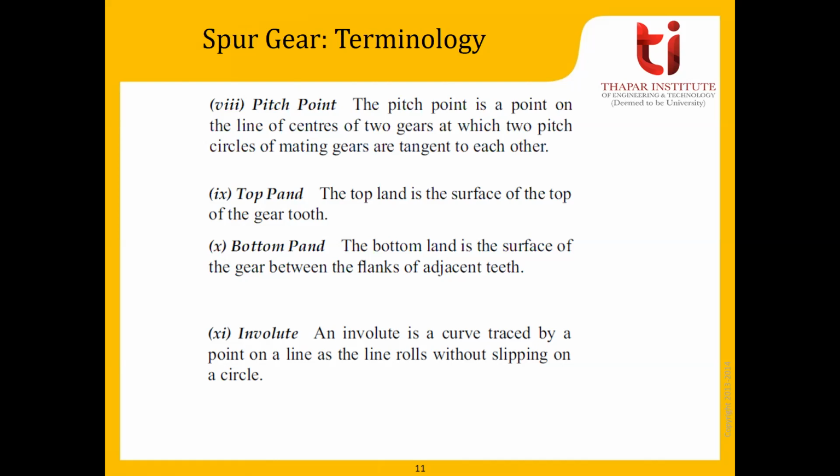Then the involute. The involute is a curve traced by a point on a line as the line rolls without slipping on a circle. To understand this involute, you can assume that you have a cylinder and you wrap a thread on it. Now you catch that thread from a point and unwrap it. The path traced by that point is the involute profile.